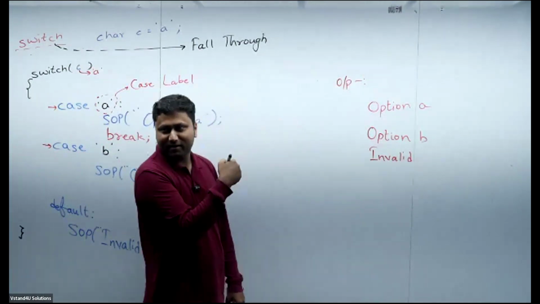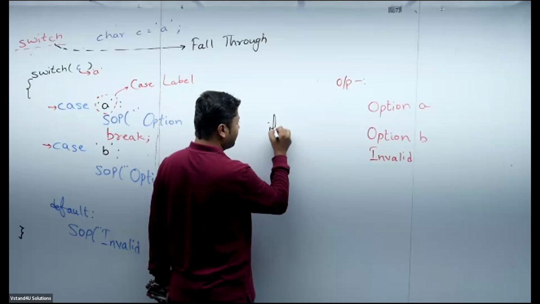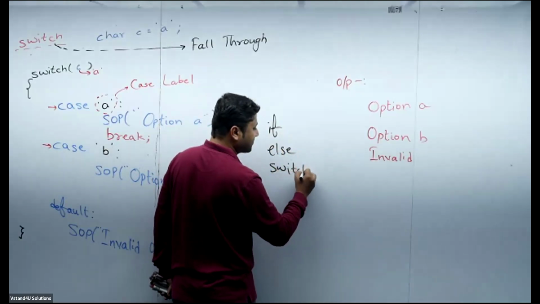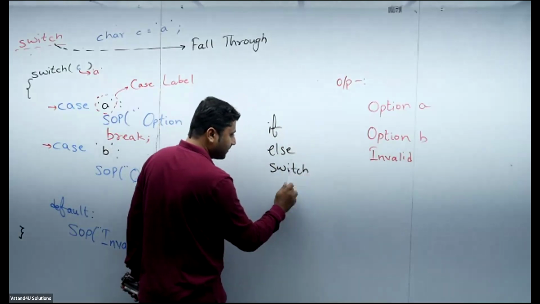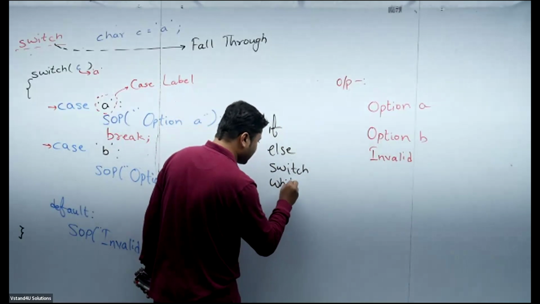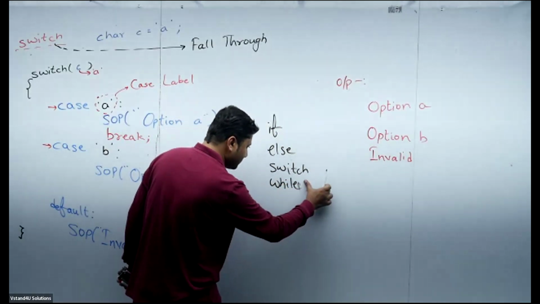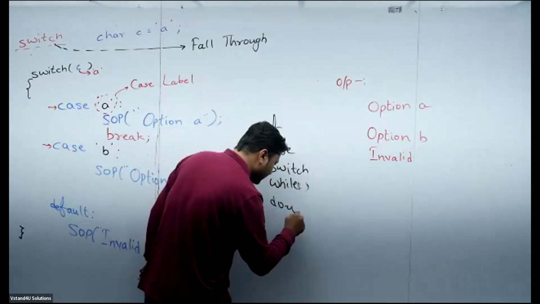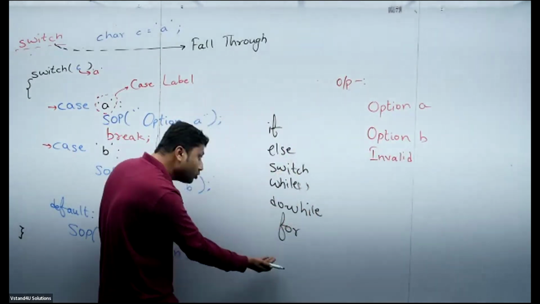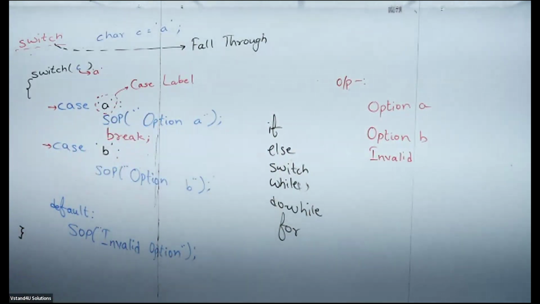Current topic. If, else, some combinations of there. Switch. Don't make an effort. While, do while, and for. It will bring the control out of all of this, not just the current switch. Wait, I'll discuss all the scenarios.